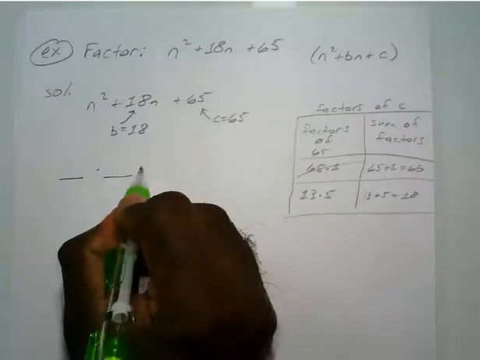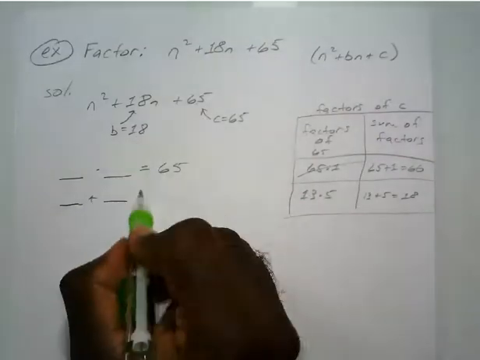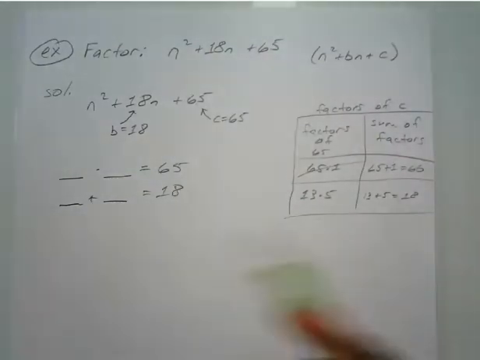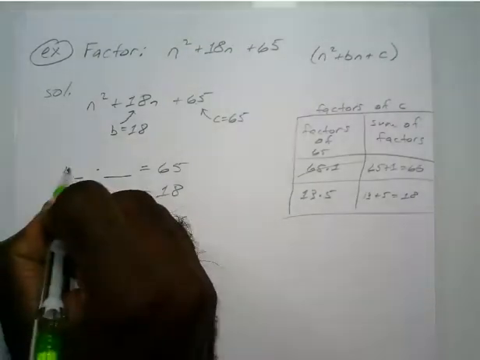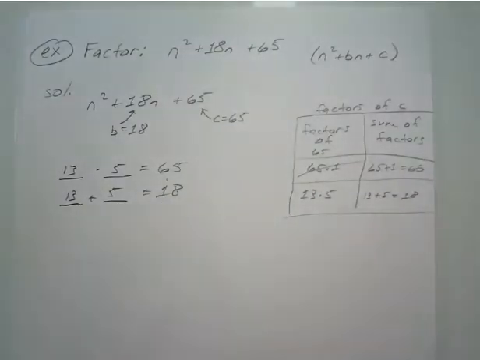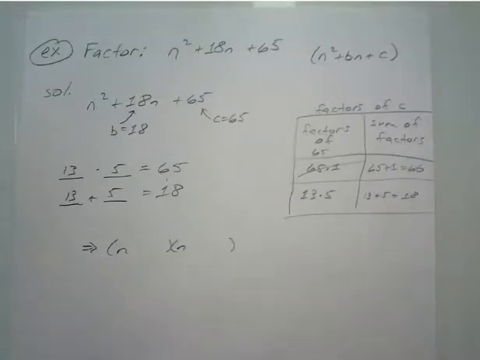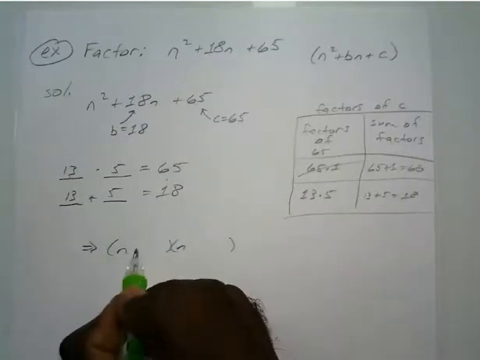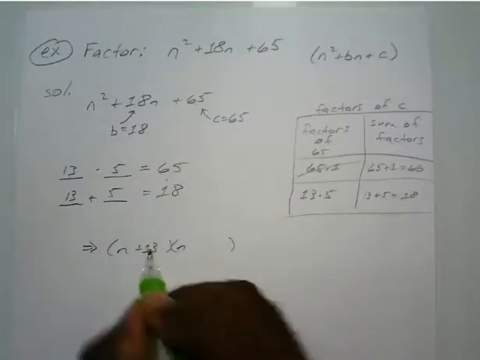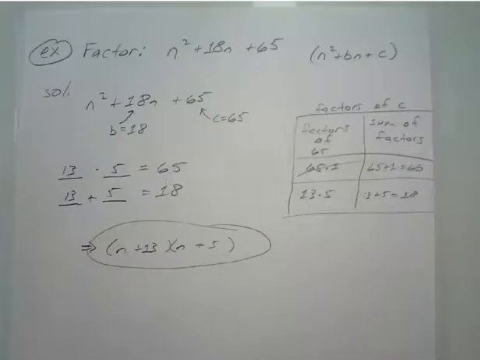Okay, so we have two numbers that multiply to equal c. And those same two numbers add to equal b, and we figured out that that's 13 and 5. 13 times 5 is 65, and 13 plus 5 is 18. So we end up with, we make our parentheses there with our n in the first term. It's a positive 13, so we do plus 13. And it's a positive 5, so we're going to make that plus 5. Okay, so that's our factored answer.